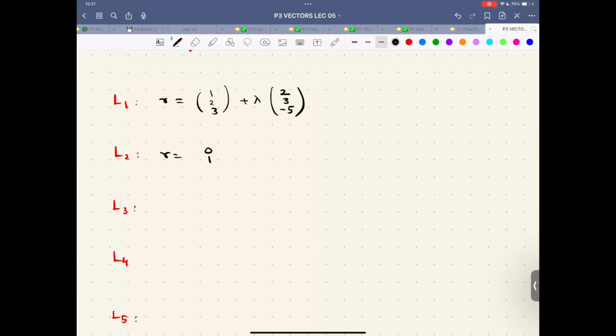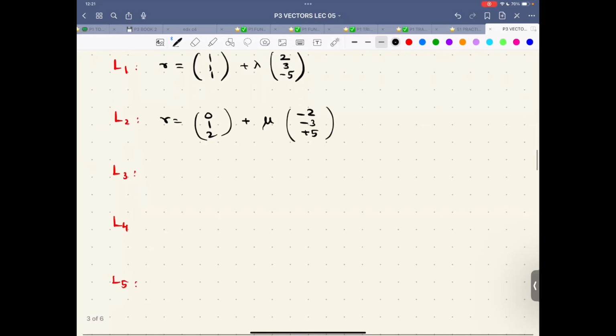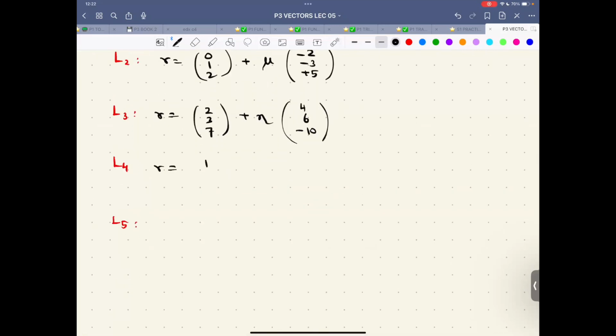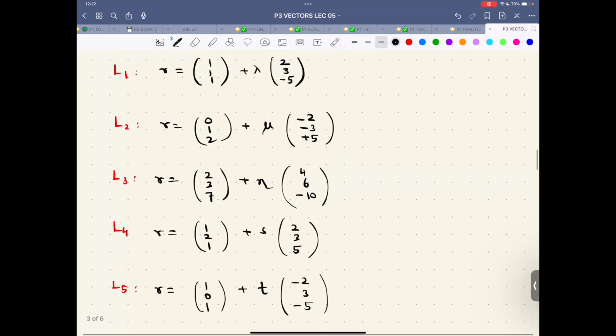Line 2: r = (0, 1, 2), and let me write it a little bit bigger, it looks bad, that's (1, 1, 1), let me change it, doesn't make a difference, plus mu times (-2, -3, 5). Line 3: r = (2, 3, 7) + nu times (4, 6, -10). Line 4: r = (1, 2, 1) + s times (2, 3, 5). Line 5: r = (1, 0, 1) + t times (-2, 3, -5). So there are 5 lines.